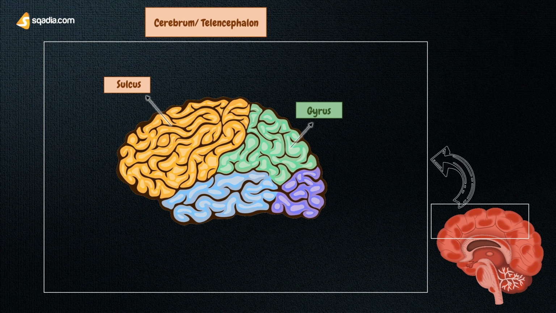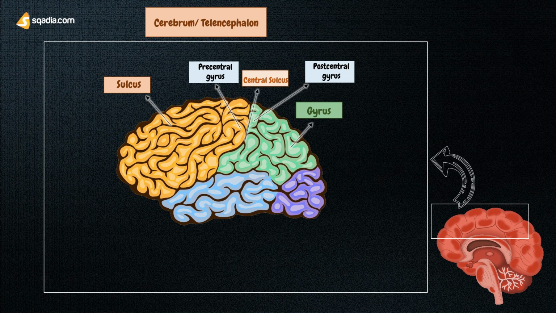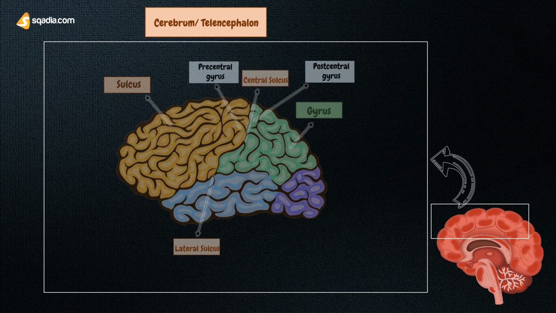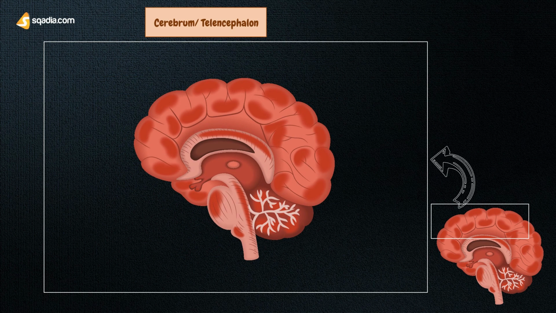Some important gyri are precentral gyrus and postcentral gyrus, present in front of and behind the central sulcus, that separates the frontal lobe from the parietal lobe. Also, there is the lateral sulcus, which separates the temporal lobe from the frontal and parietal lobes. In the medial view of the right hemisphere, here is some other important structure named corpus callosum.